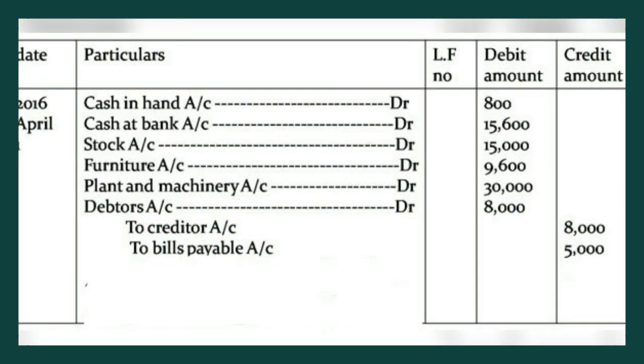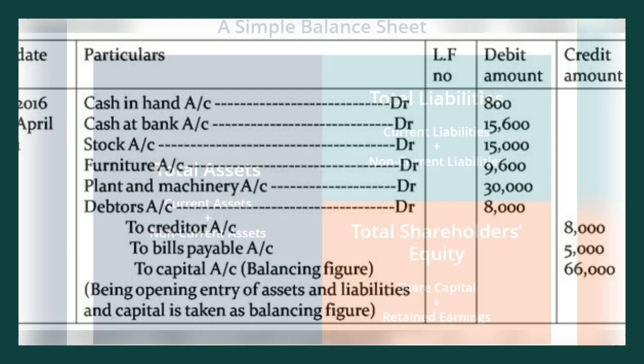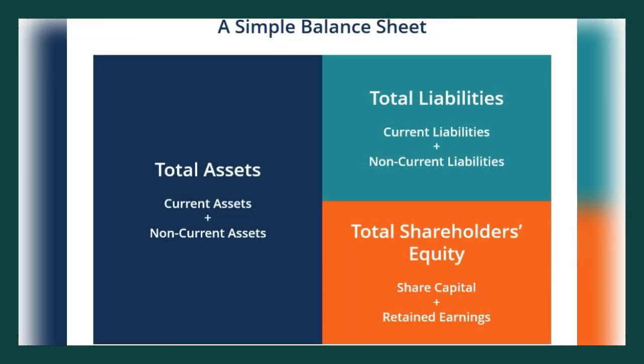As you can see on your screen, in the opening entry, assets are debited and liabilities are credited. But whenever assets are over the liabilities, Mr. Capital helped them to equalize with the assets. And it leads to the formation of the basic accounting formula, which is assets equal liabilities plus capital.